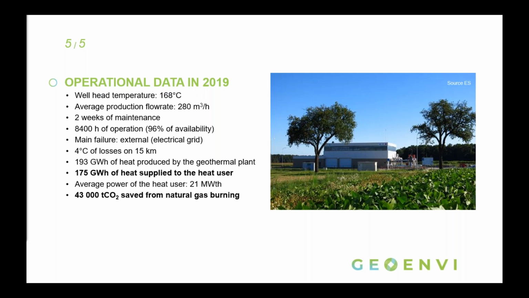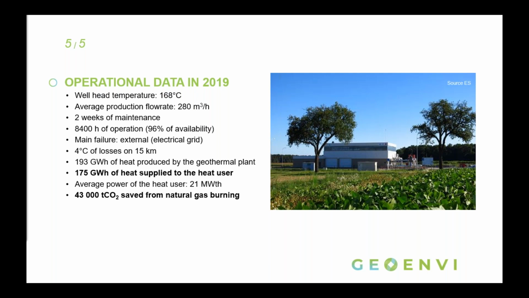The wellhead temperature was 168 degrees Celsius, the average production flow rate about 280 cubic meters per hour, and the plant was stopped 2 weeks for maintenance. So the availability of the plant was in 2009 about 96%. Main failure were external due to electrical grids.